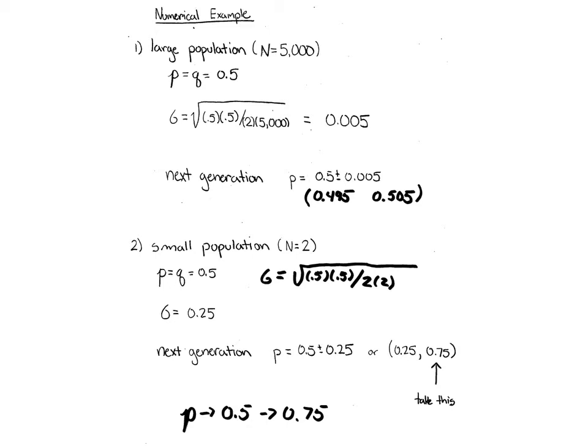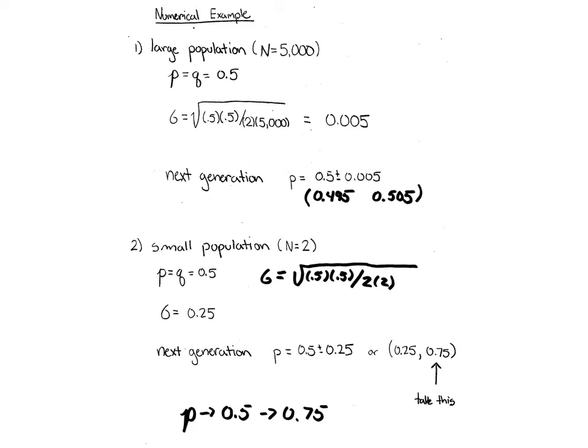That means there's 10,000 gametes, right? And we get a deviation of 0.005. What that's telling us is that it's most likely you're going to see a deviation in the next generation, but if we go up 0.005 or down 0.005, we're most likely going to be somewhere between 0.495 and 0.505. So it's not going to move all that much in that large population.